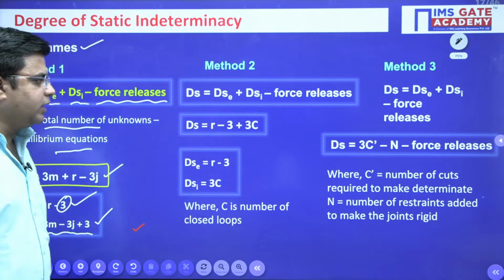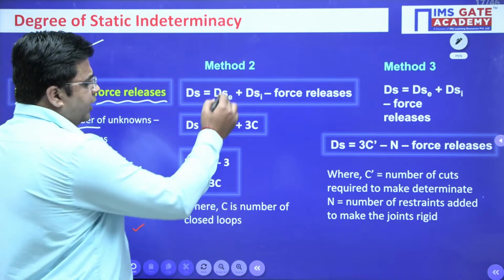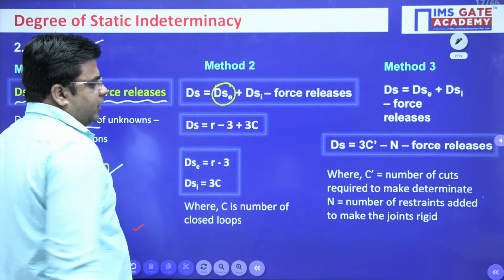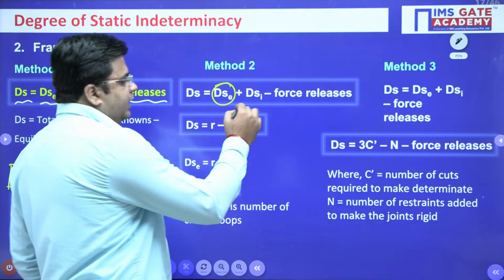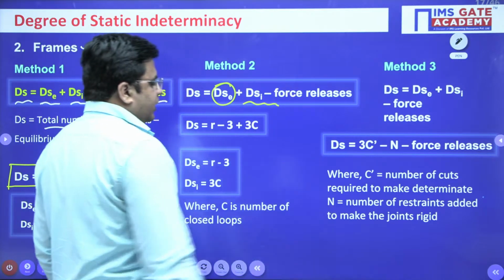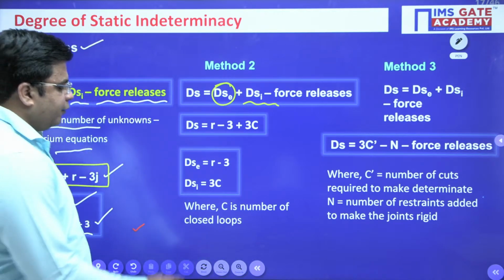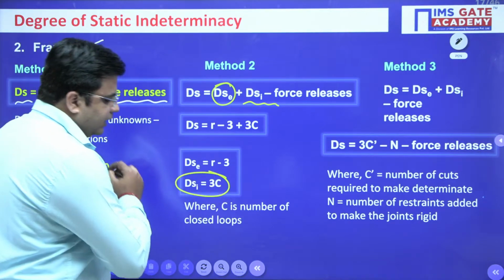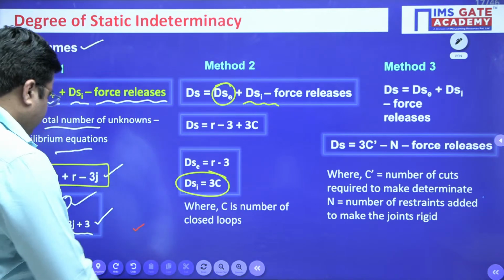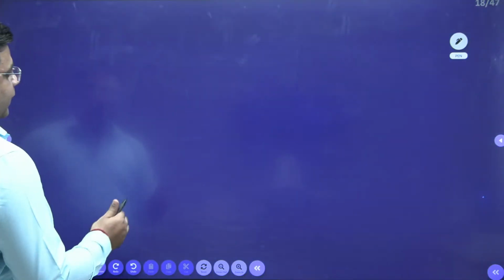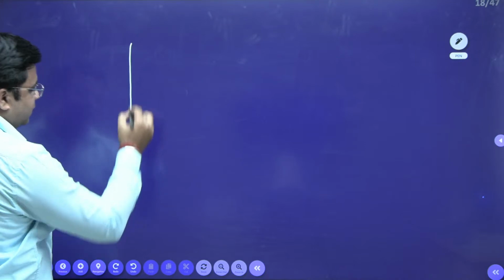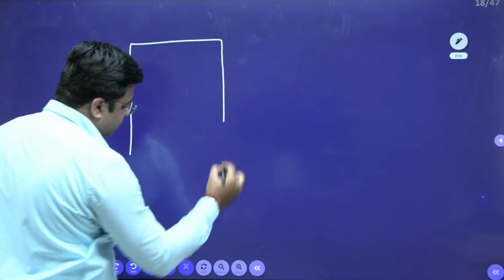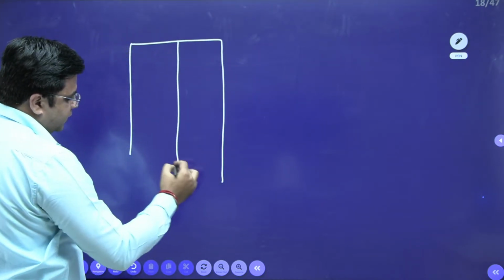So my method number 2 says that you can calculate degree of external indeterminacy simply as r minus 3. Now for calculating this DSI, I have one method which is DSI is equal to 3C. Now what is this C? Let us see what this C is. Okay, moving on with the structure. So this is my structure like this. This is just an example of a structure.